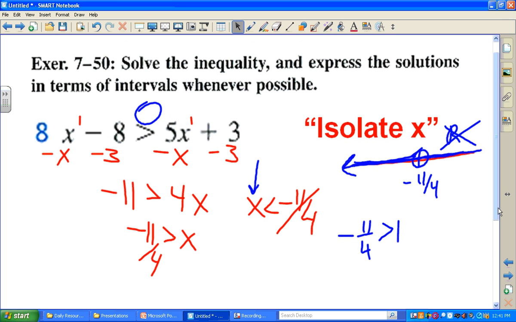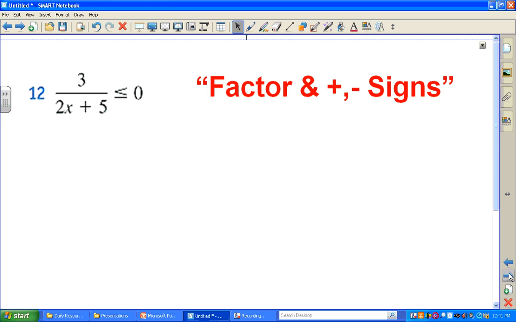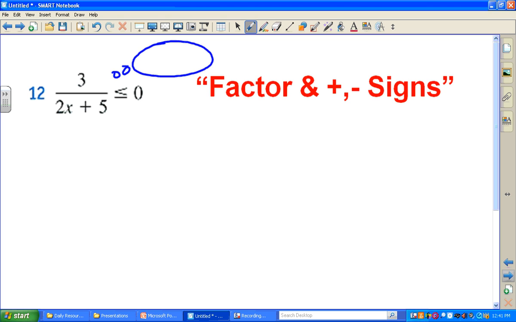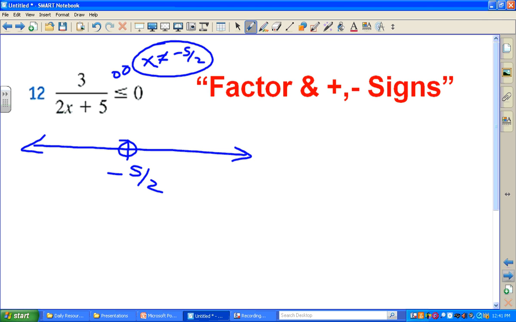You ready to try another one? I am too. Oh, this one. How many people in the room would simply multiply this over and be done with it and say anything, everything? Yeah. Some people in the room have forgotten this, and that costs them a point. That means x cannot be negative 5 halves. Why can't x be negative 5 halves? Can't divide by 0. So on your number line, guess what you put? X cannot be negative 5 halves with an open circle. That means it can't be negative 5 halves. Is there anything else x can't be?